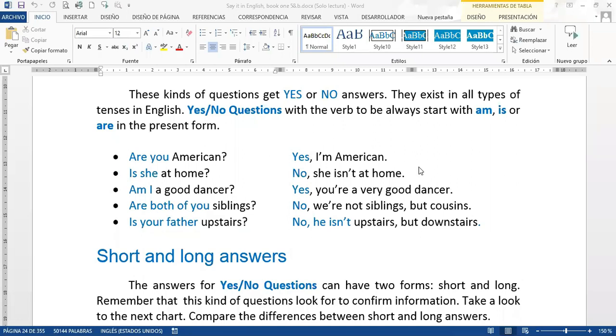The answer is yes, I am American. Or it could be no, I am not American. Is she at home? No, she isn't at home. Or it could be, yes, she is at home. Am I a good dancer? Yes, you're a very good dancer. Or no, you are not a very good dancer. Are both of you siblings? No, we are not siblings, but cousins. Or yes, we are siblings. Is your father upstairs? No, he isn't upstairs, but downstairs. Or affirmative, yes, he is upstairs.